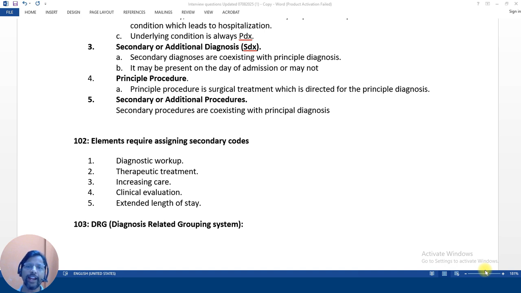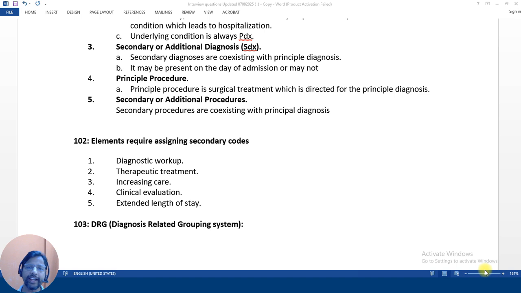So far we have admitting diagnosis, principal diagnosis, and secondary or additional diagnoses, which are related to diagnosis, like ICD-10-CM codes. Next we have principal procedures, where we will use ICD-10 PCS. What is principal procedure? Principal procedure is the surgical treatment directed at the principal diagnosis. Basically you need to check the medical necessity here. Based on your principal diagnosis, you need to code your principal procedure or vice versa.